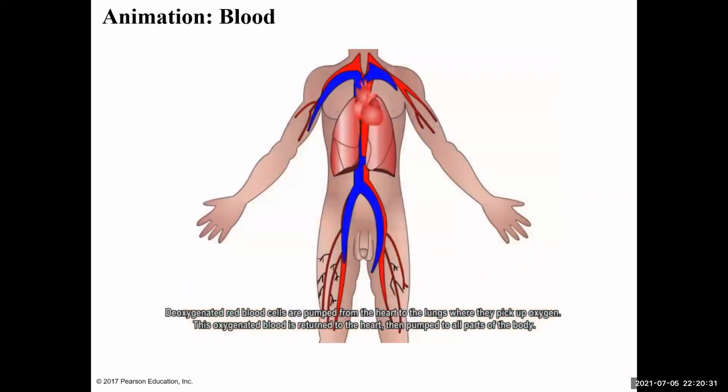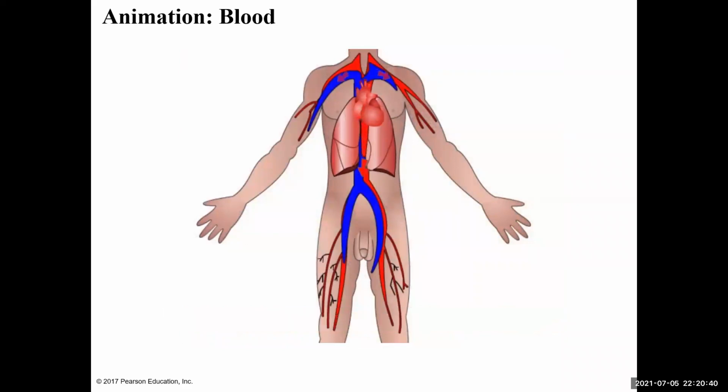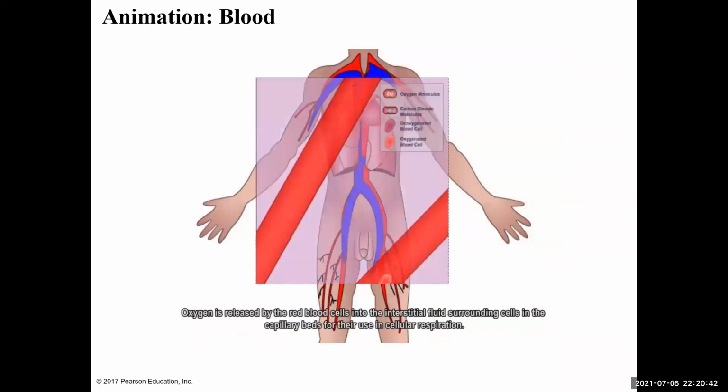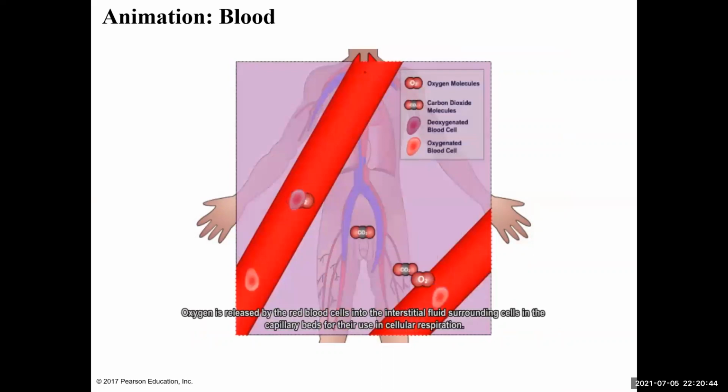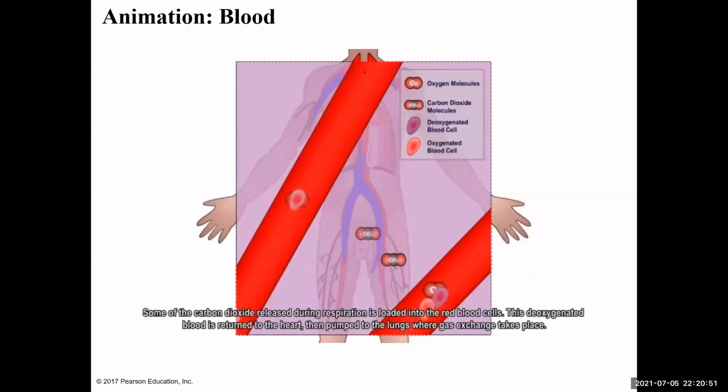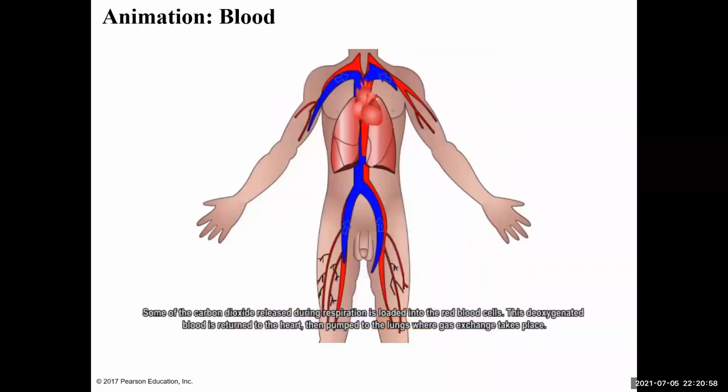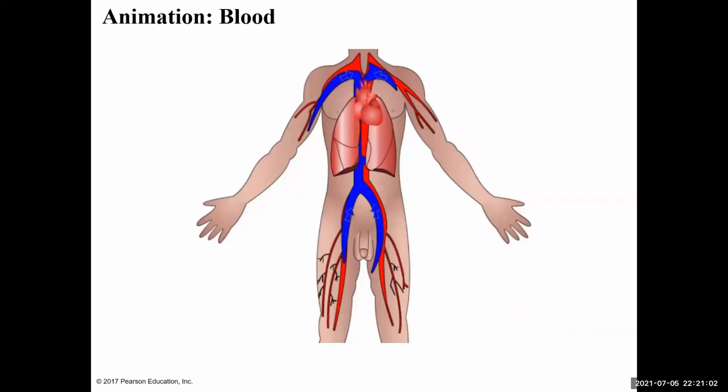Deoxygenated red blood cells are pumped from the heart to the lungs, where they pick up oxygen. This oxygenated blood is returned to the heart, then pumped to all parts of the body. Oxygen is released by the red blood cells into the interstitial fluids surrounding cells in the capillary beds for their use in cellular respiration. Some of the carbon dioxide released during respiration is loaded into the red blood cells. This deoxygenated blood is returned to the heart, then pumped to the lungs, where gas exchange takes place.